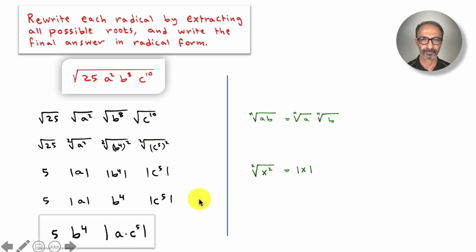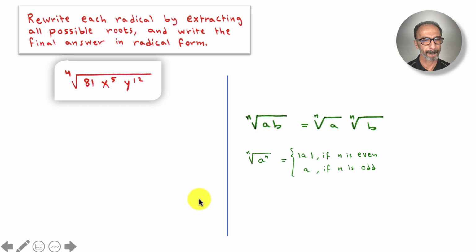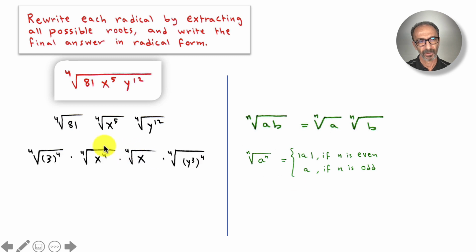Next, 81x to the 5th, y to the 12th under the 4th root. Let's split them first. Notice that 81 is 3 times 3, which is 9, times 3 is 27, times 3 is 81. So that is something we could handle.